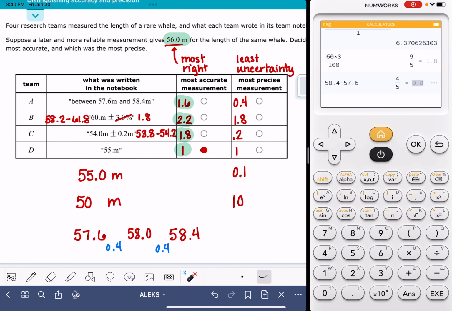And what we're looking for here is the measurement that has the least amount of uncertainty. The least amount of uncertainty that we found is this right here, 0.2. That's the smallest amount of uncertainty. This is the greatest amount of uncertainty.